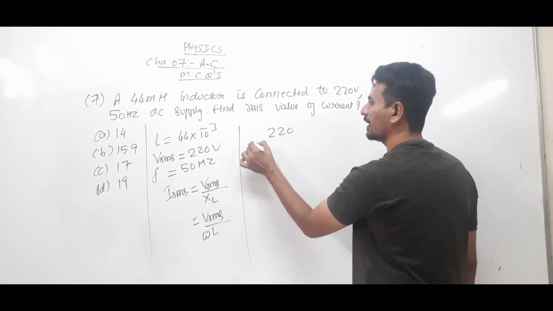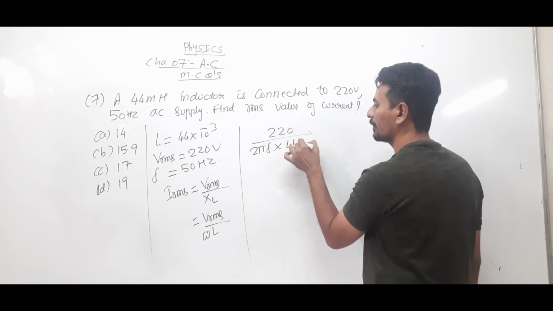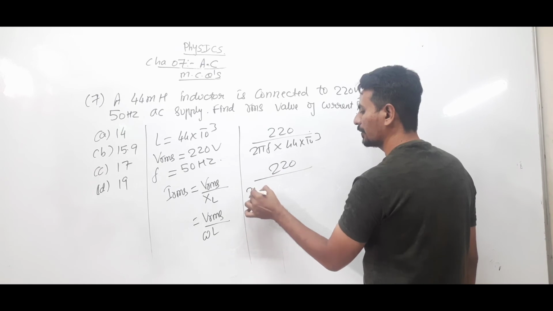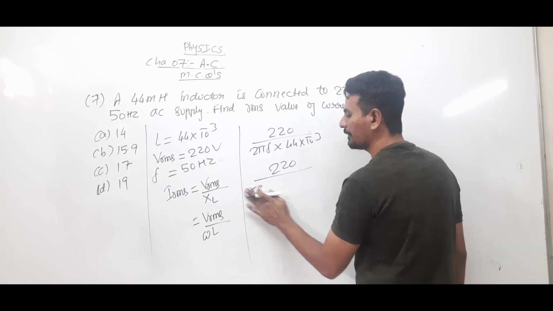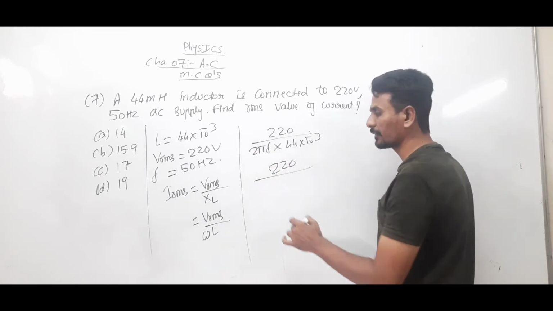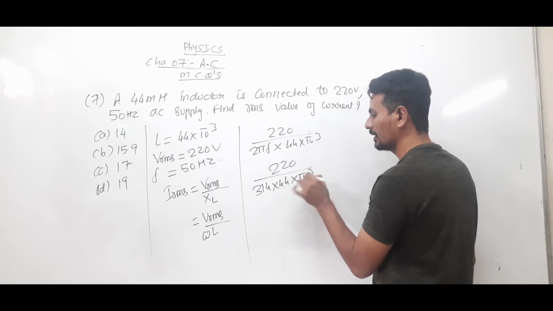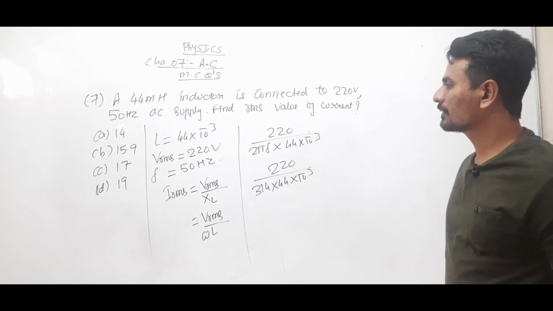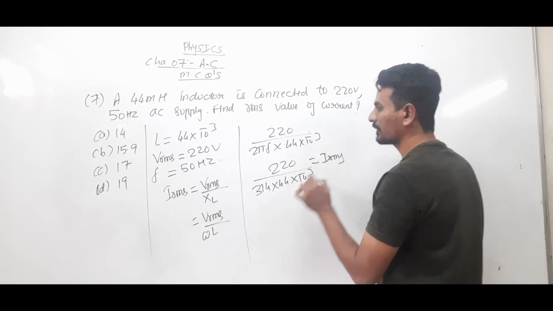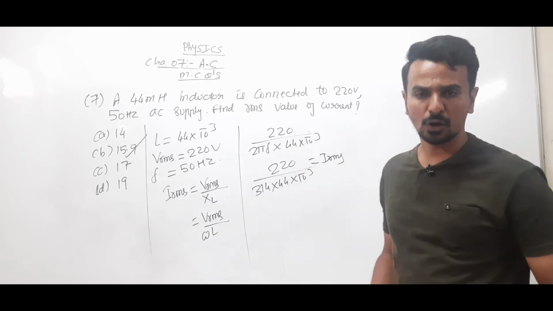So it will be 220 upon omega, that is 2 pi f into L, 44 into 10 raised to minus 3. Substitute the value. 2 pi f is 2 into 3.14 into 50, which is 314, into 44 into 10 raised to minus 3. On solving this, IRMS will be equal to 15.9. Right, so B is the correct option.